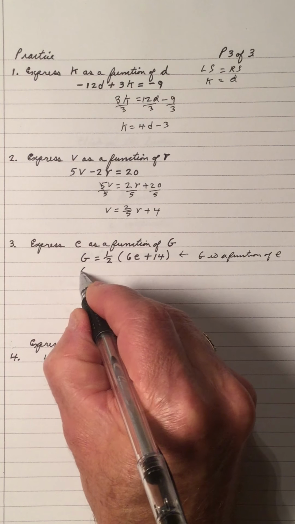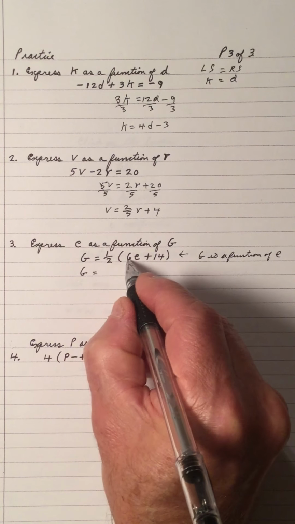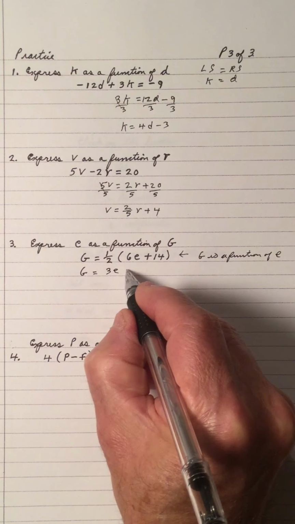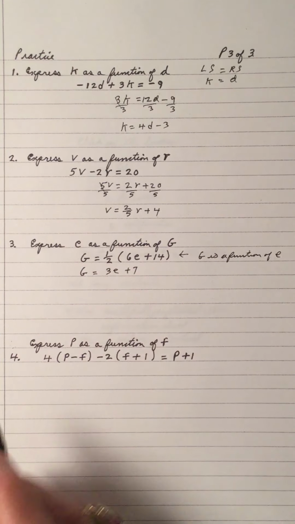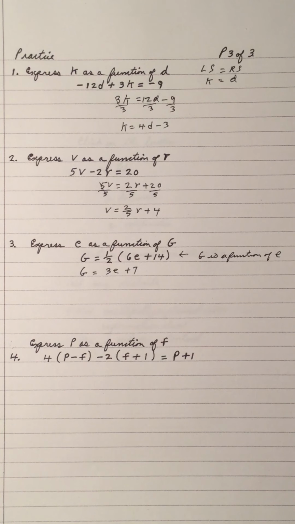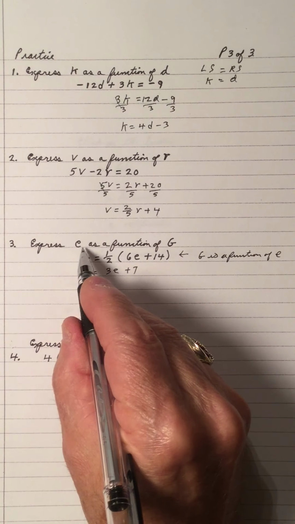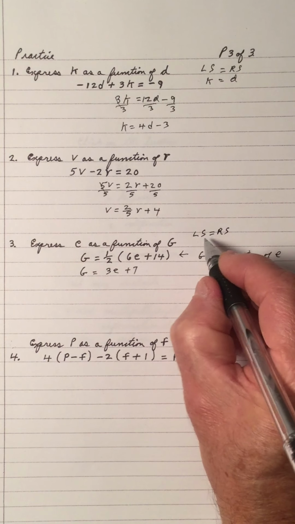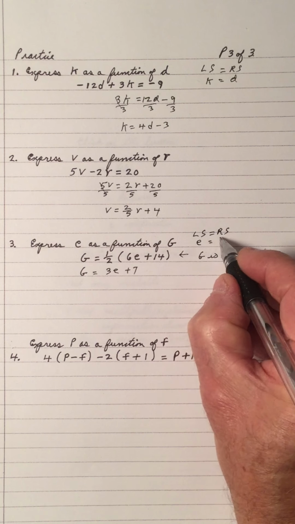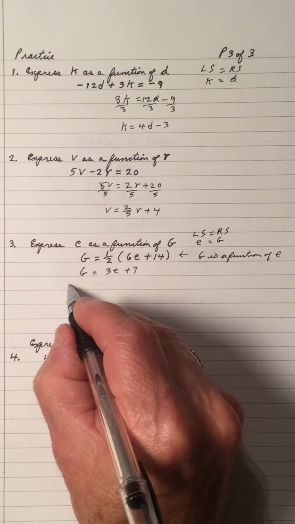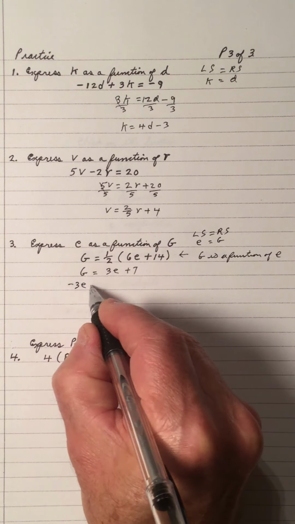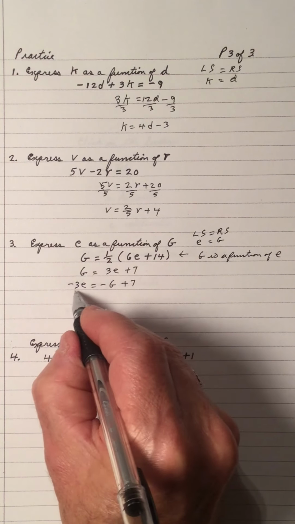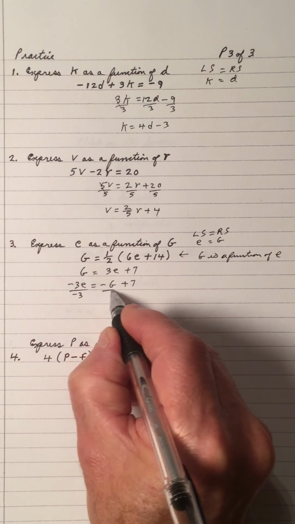So let's get rid of the bracket. G equals 1/2 of 6 is 3. 1/2 times 14 is 7. Bracket is gone. Now we want E as a function of G, so that means left side equals right side. So E on the left and G on the right. So negative 3E equals negative G plus 7. And we divide by negative 3.